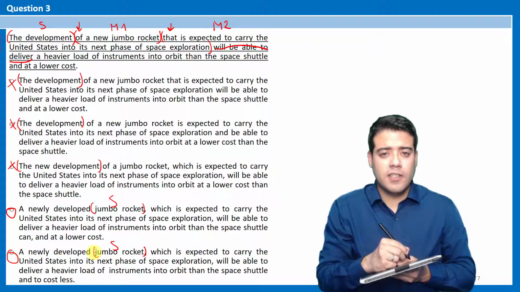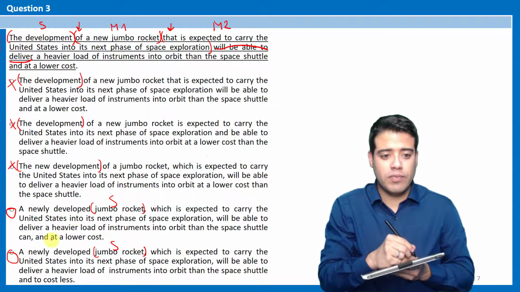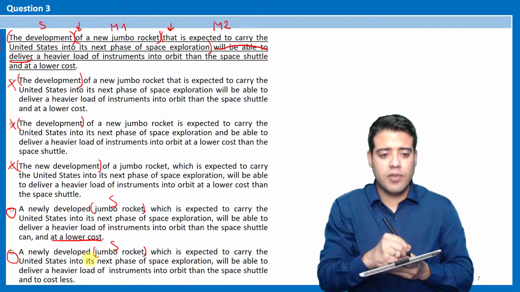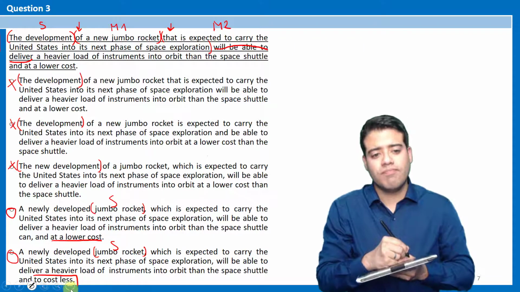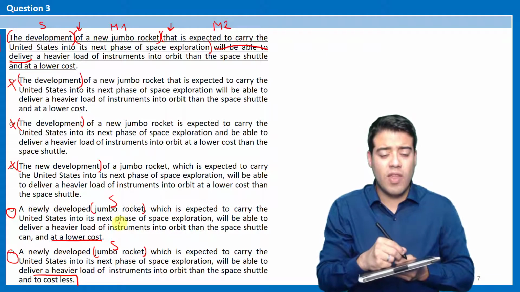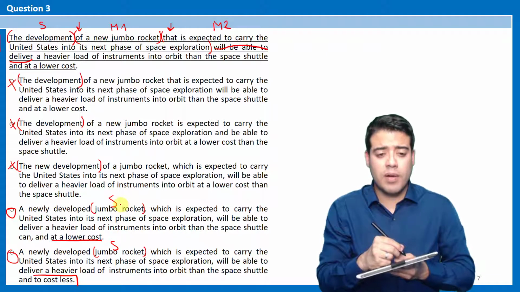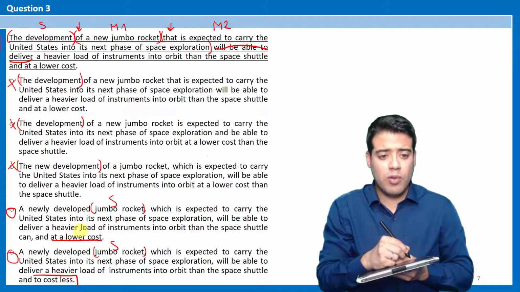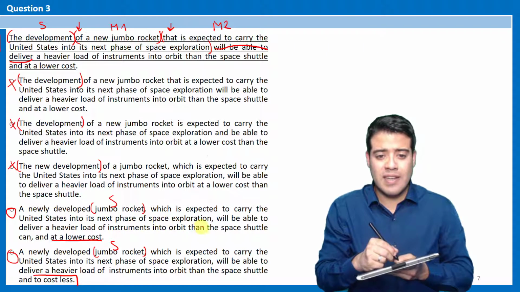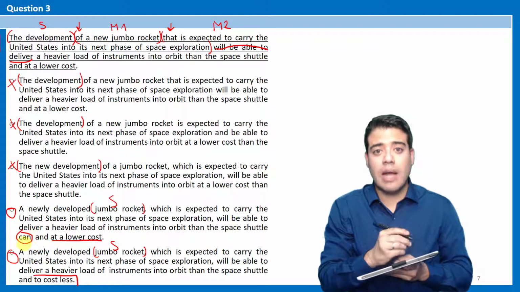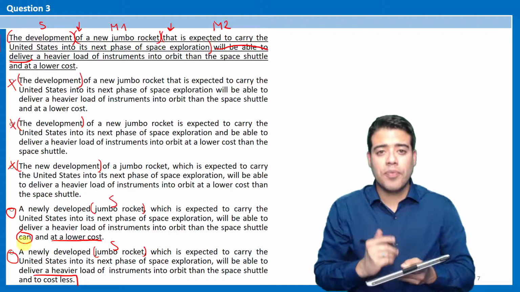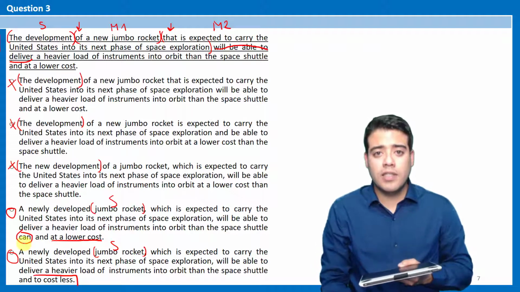Now, there are other differences that are important here. For instance, and at a lower cost versus and to cost less right here. And another one is the comparison. This is the one I care about the most. You have will be able to deliver a heavier load of instruments into orbit than the space shuttle can. You need can to establish a parallel comparison. We will learn a lot about parallelism and comparisons in the following lesson.